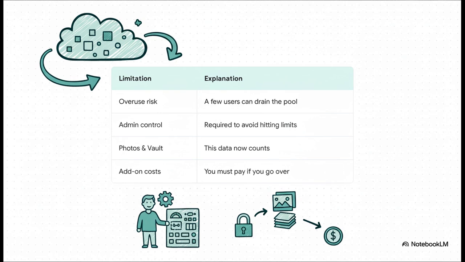But of course, you've got to be smart about it. There are a few things to watch out for. The biggest risk is overuse. A few power users accidentally using up the whole pool for everyone else. This is why active admin control is so important. You also have to remember that things like Google Photos and all that archived Vault data count toward your total. And if you do go over your limit, you'll need to buy add-on storage.